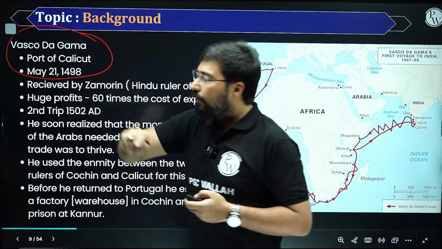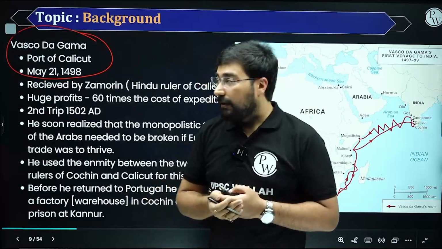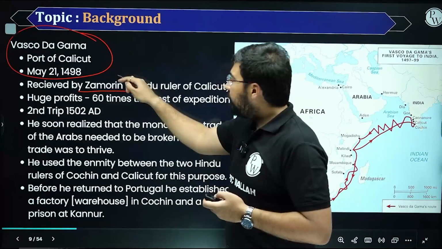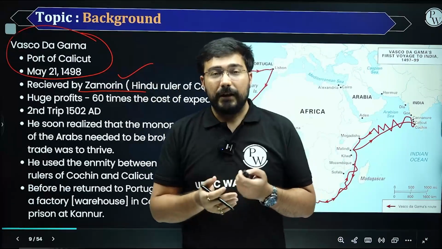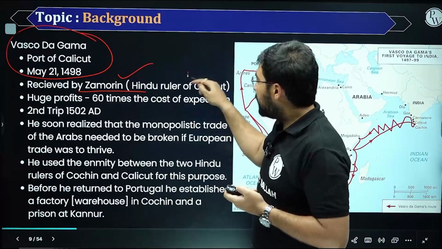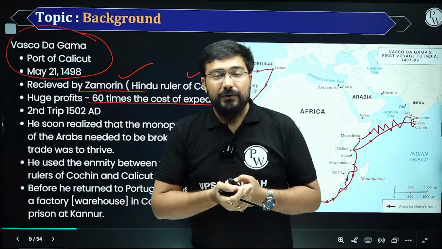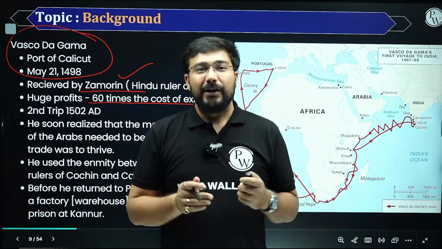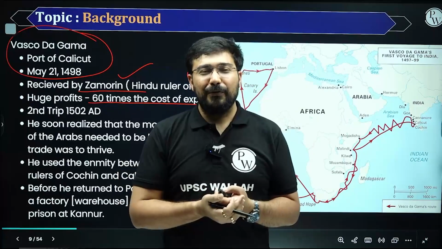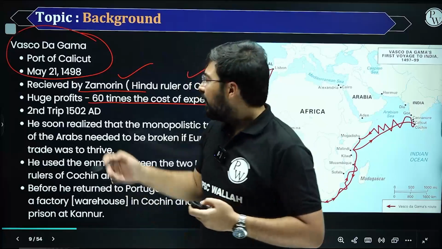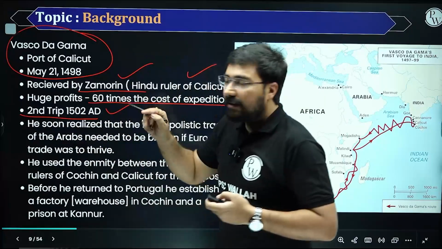Like, he came to the port of Calicut in 1498. He was received by the Zamorin. The Zamorin was the title of the local rulers; he was the Hindu ruler of Calicut. He made 60 times profit. Vasco da Gama made 60 times profit, so he was not satisfied, as there was profit to be made. Next time he came again in 1502, he came back, right?